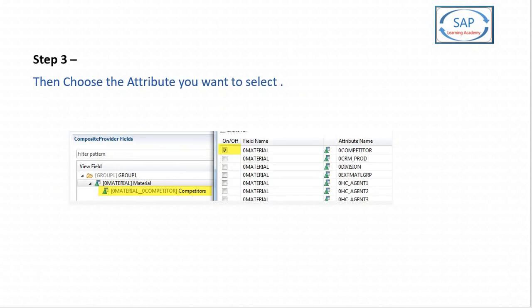So let me just show you in step 3. Here once we have selected this material, then you need to select the attributes that you want to add into the composite provider. Suppose I have just added the competitor, so you just need to select here and that will be added under this material. So that is primarily all the steps.